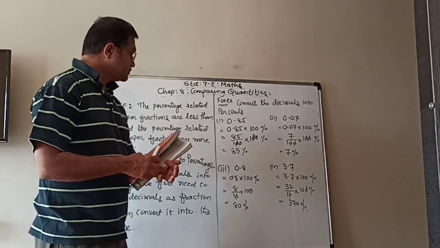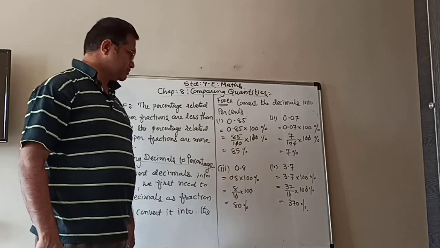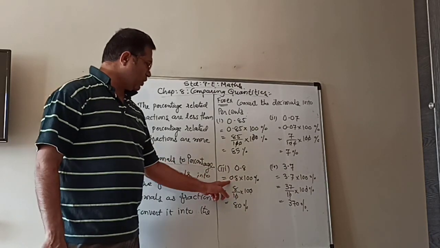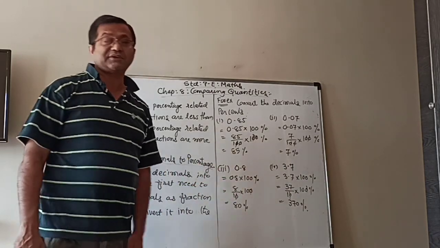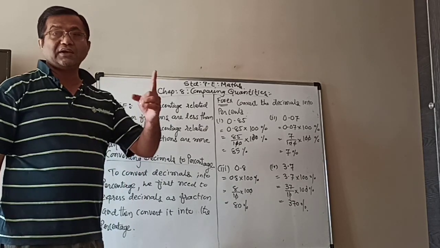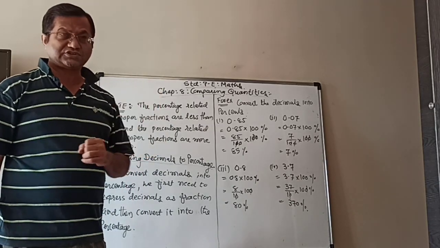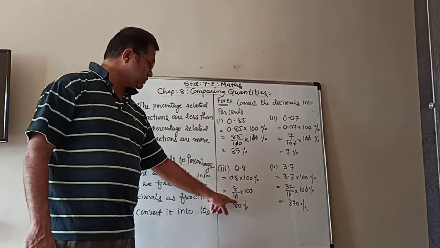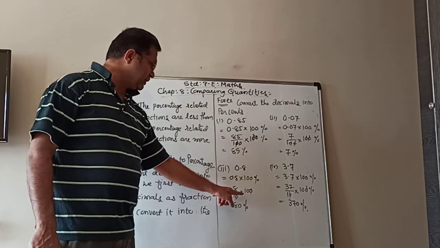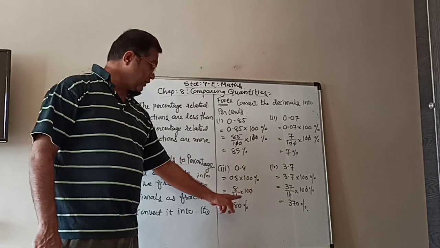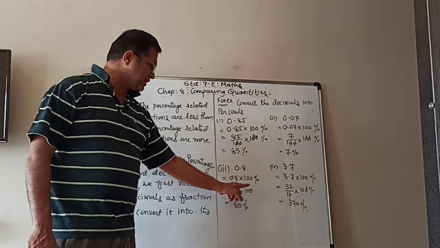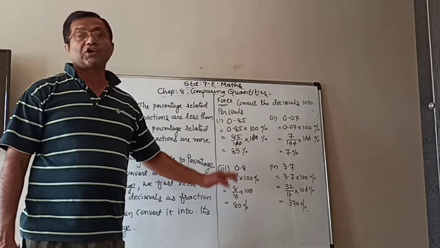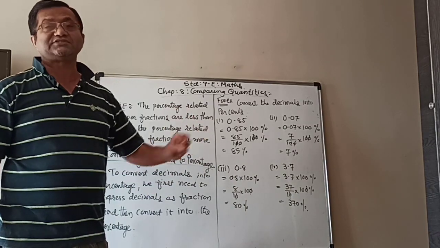Let's take some more. 0.8. So 0.8 multiplied by 100%. Here there is only one digit after the decimal point, so you put 10. So 8 upon 10 into 100. Only one zero is cancelled, so 8 tens are 80. So your answer is 80%.